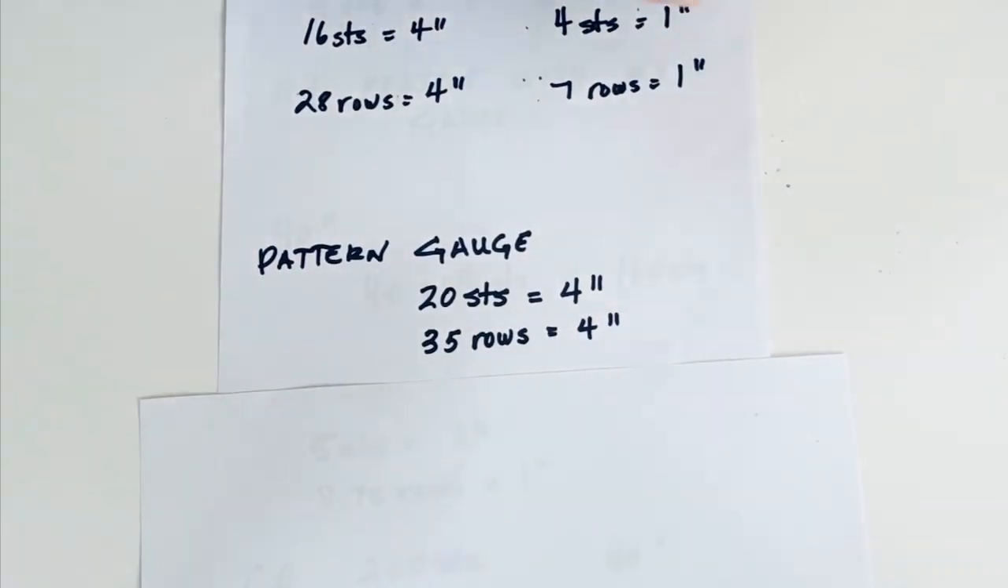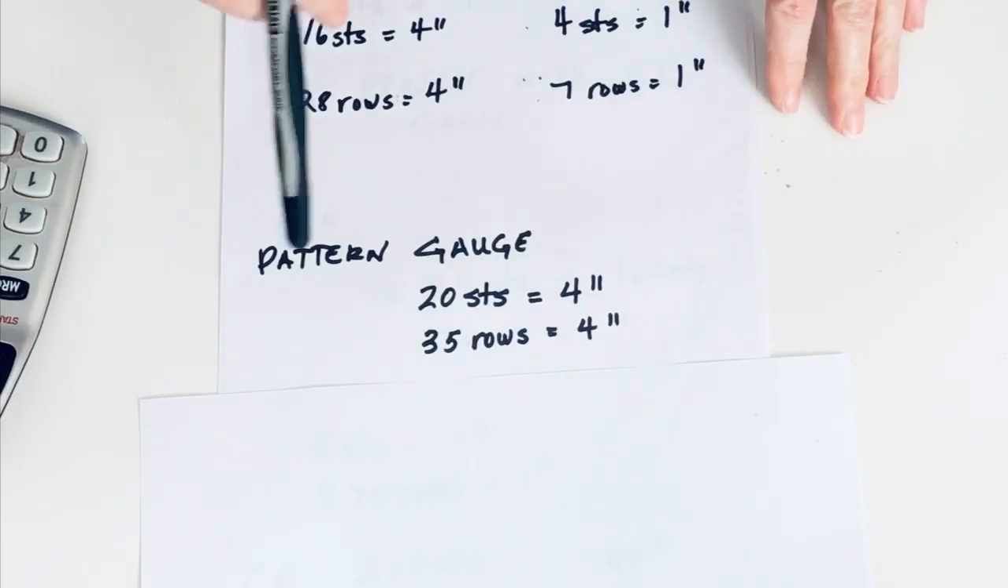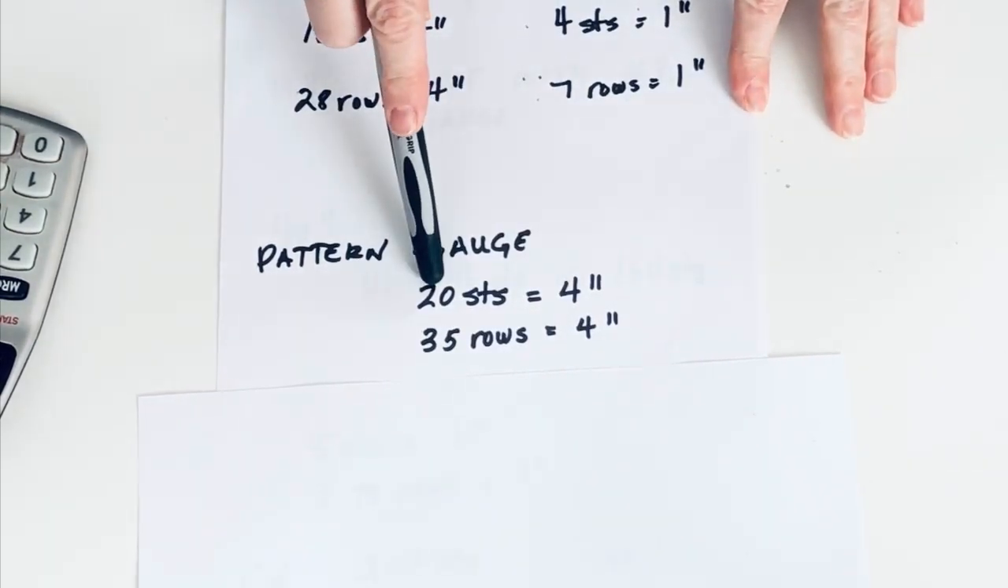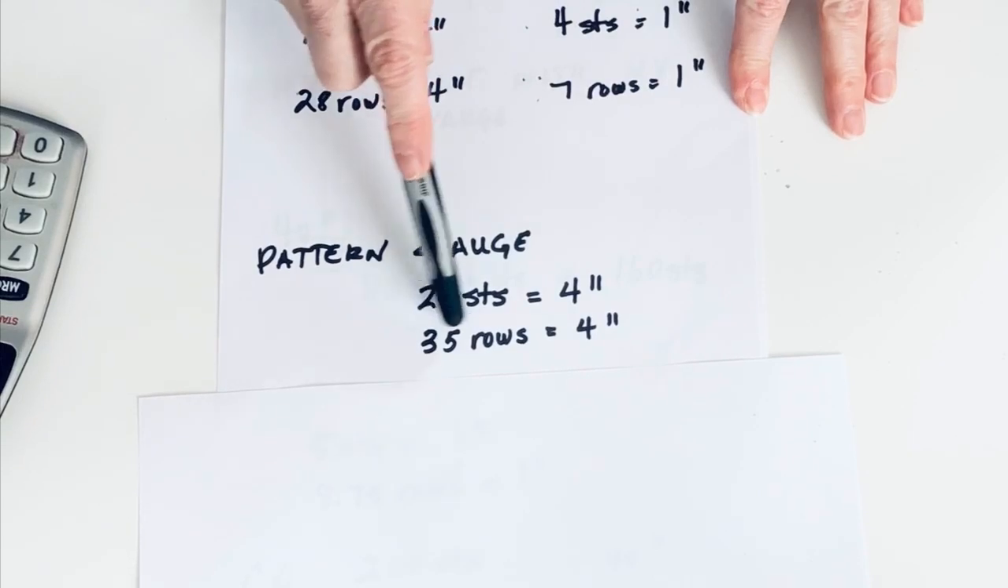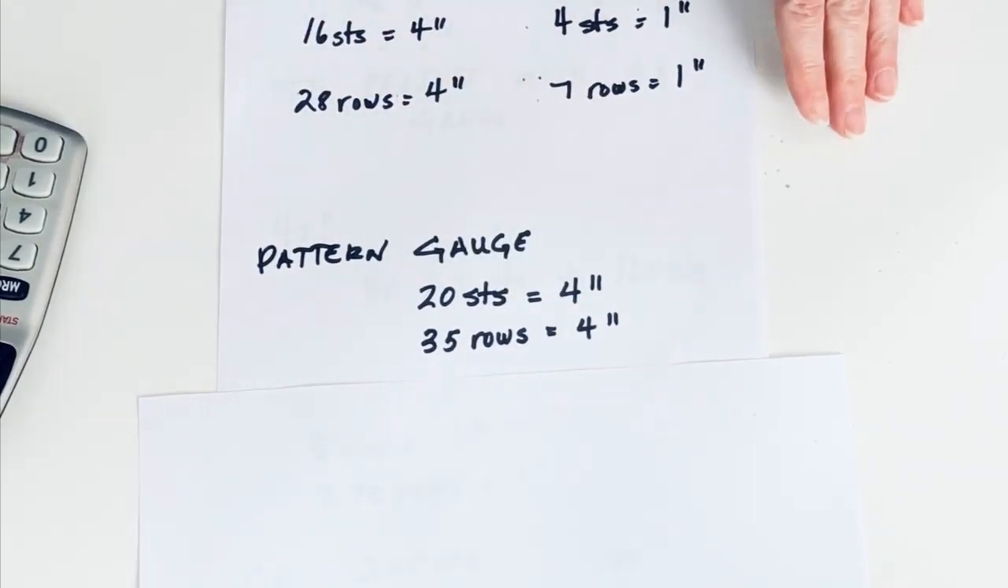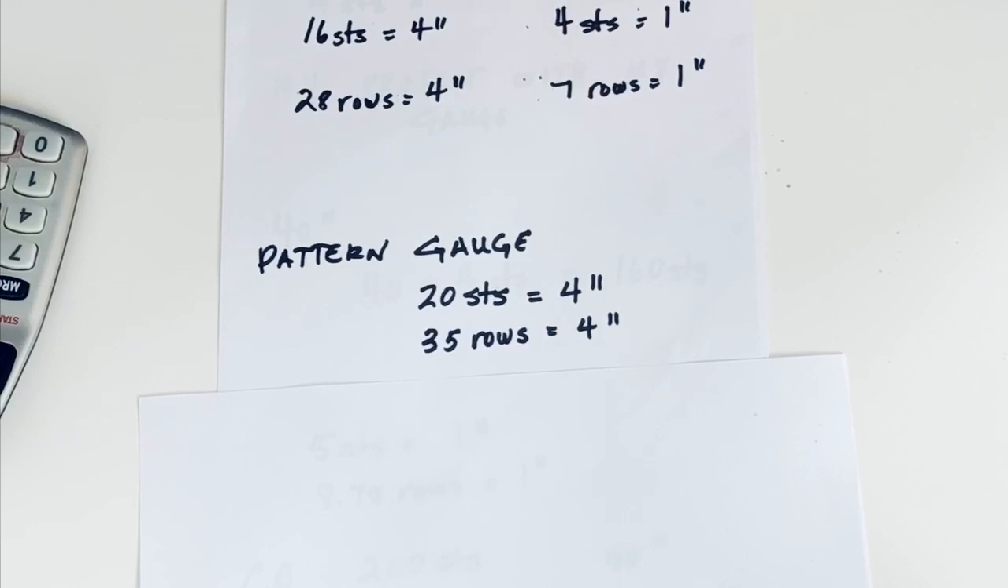The pattern that I'm using has a pattern gauge of 20 stitches for 4 inches and 35 rows for 4 inches. So you can see that I like the fabric that I made in my gauge swatch. I like the yarn that I'm using, but my row gauge and stitch gauge doesn't match what the pattern calls for. But I want to knit with what I had chosen instead. So it's very easy to do the calculation so that you can knit the fabric that you want and fit it into the pattern.